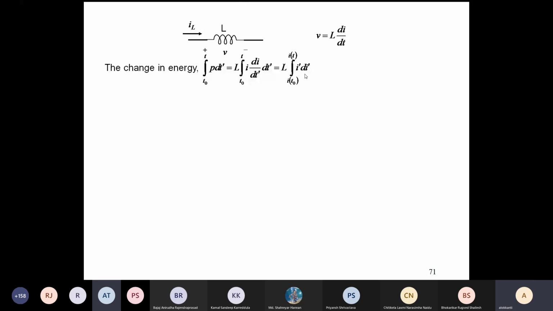Sir, can you please show the previous slide? It is i(t) square by 2 minus i(t0) square by 2. So integration of x dx is x square by 2. Okay. Sir, can you please just show the previous slide, please? I have missed it. Yes, sir, please.